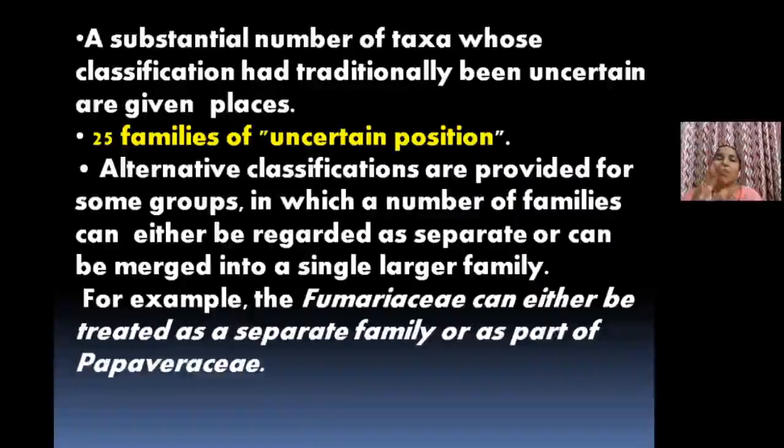You studied this in fungi imperfecti likewise. Okay. So, 25 families are given like that in this. Now, another important point is that some of them have a single genus or a single family with very few members, etc., which are merged together or regarded as separate, or can merge into a single larger family. Example, Fumariaceae is either treated as a separate family or as part of Papaveraceae. So, you can see some exceptions like this in this system.